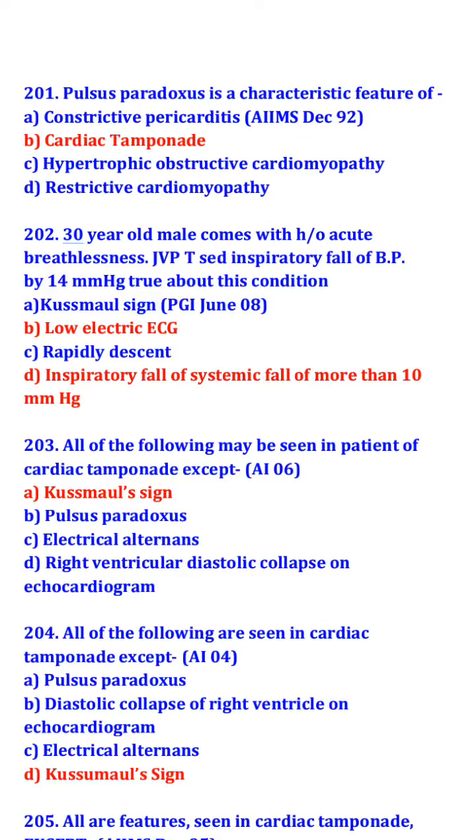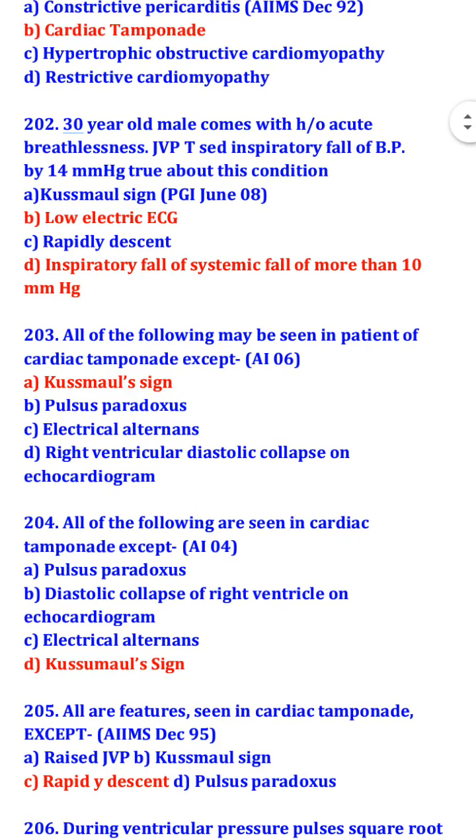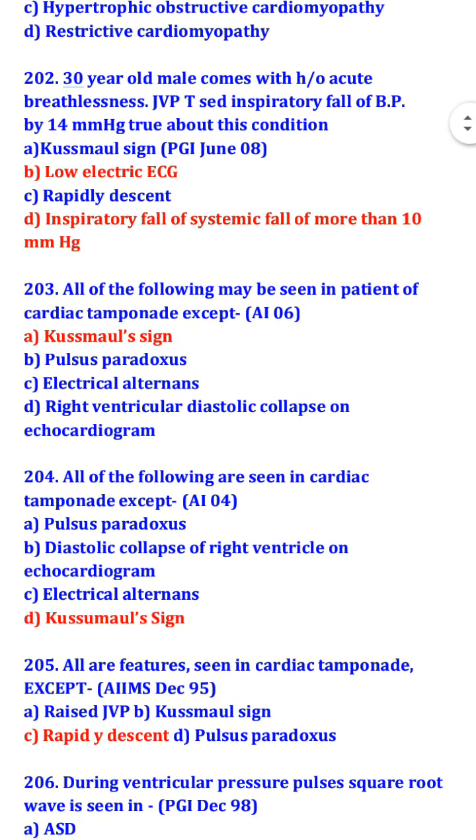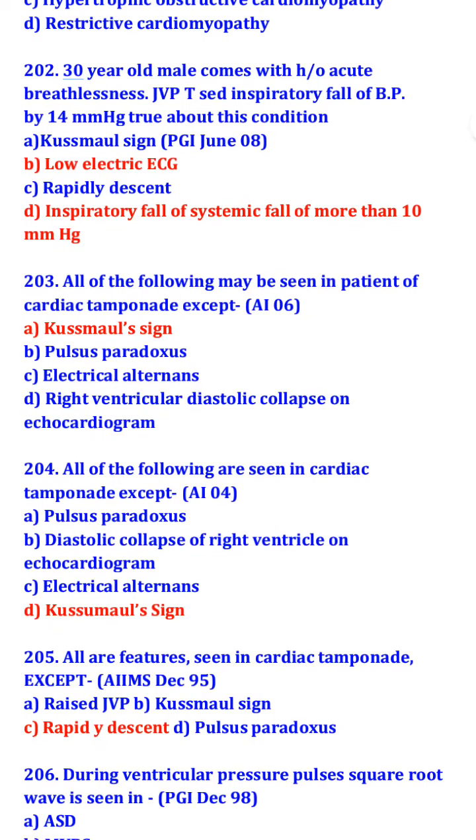Pulsus paradoxus is a characteristic feature of cardiac tamponade. A 30-year-old male comes with a history of acute breathlessness, raised JVP, and an increased inspiratory fall of BP by 14 mm of mercury. True about this condition: low voltage ECG, inspiratory fall of systolic BP of more than 10 mm of mercury. All of the following may be seen in a patient of cardiac tamponade except Kussmaul sign.